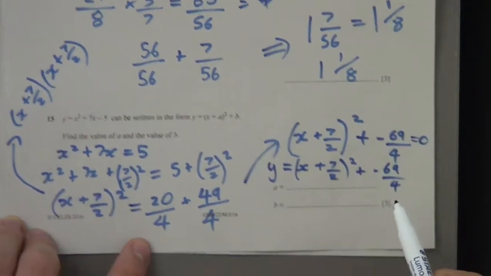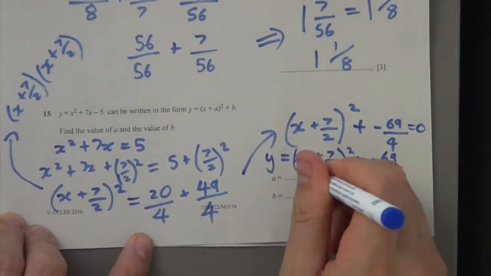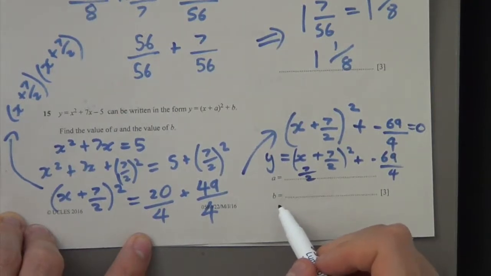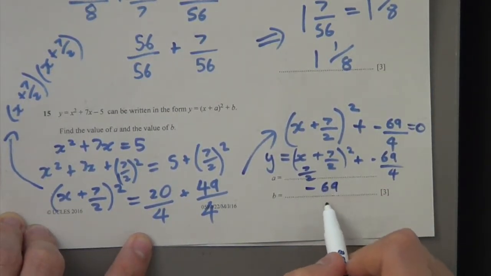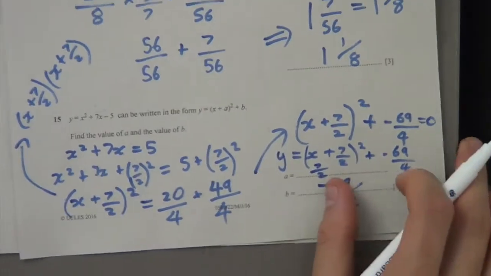So now we've got our a, which is 7 over 2, or 3.5. And then we've got our b, which is minus 69 over 4. And that's pretty much it. So, next question.